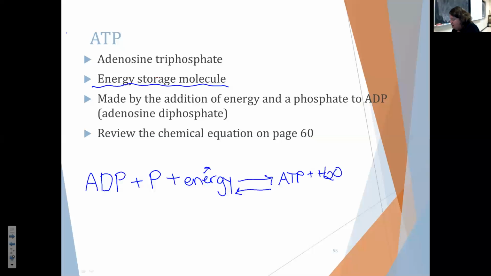Now, I think that line about page 60 is from a different textbook. Yes, it is. The ATP to look at in your book is not even in chapter 2. If you look at page 39, it's showing you ATP being formed and broken down.